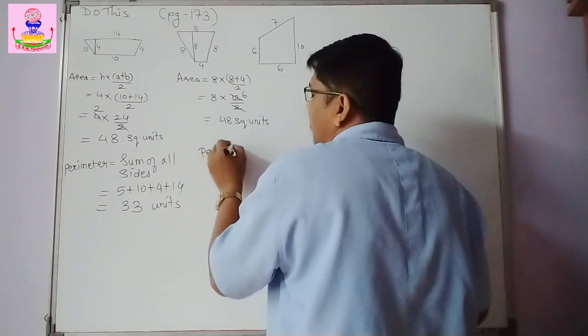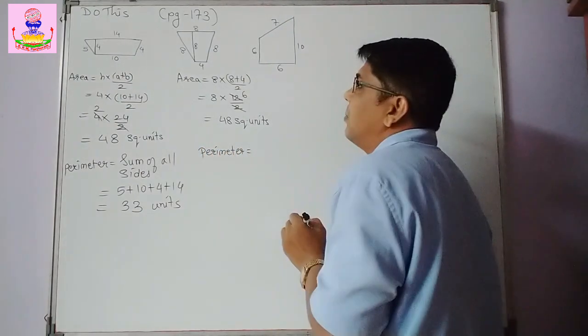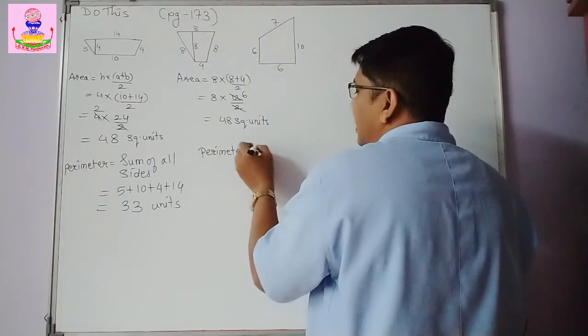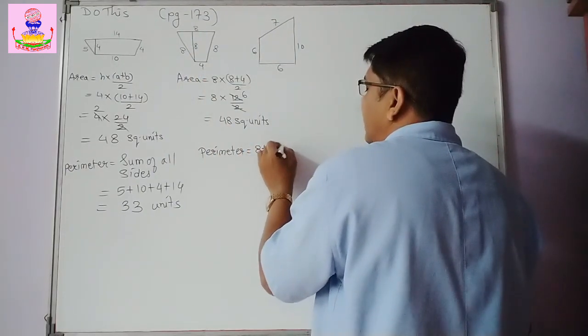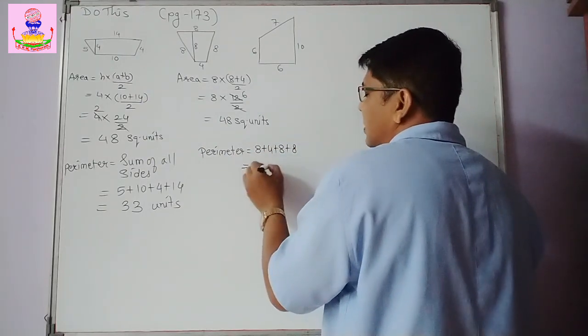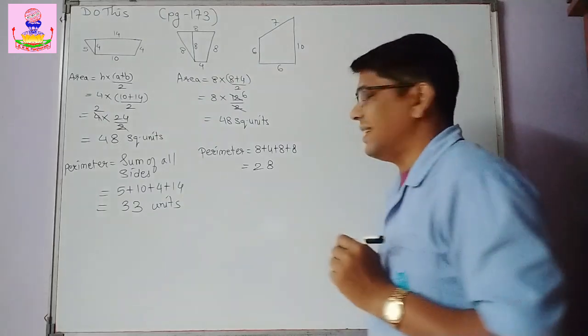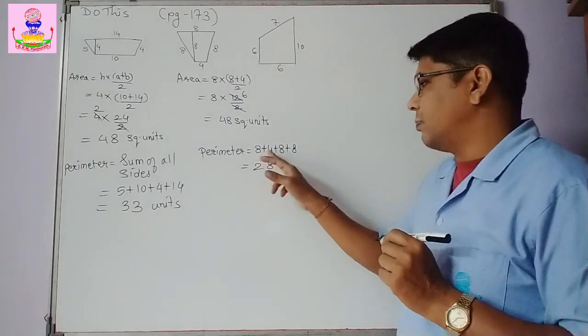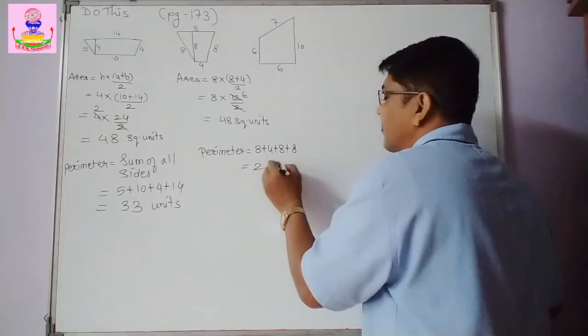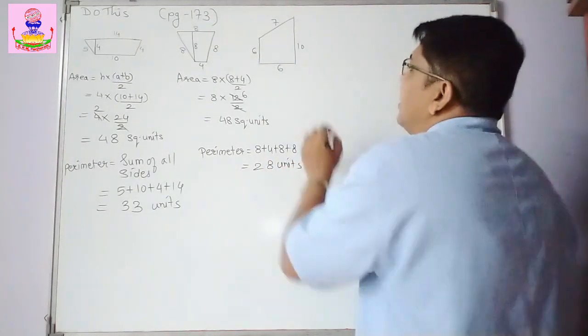Okay. Now, perimeter. So, let us find out the perimeter. Now, again, perimeter is the sum of all sides. So, 8 plus 4 plus 8 plus 8. Now, 8 plus 4, 12, plus 8, 20, plus 8, 28. So, 28 units.